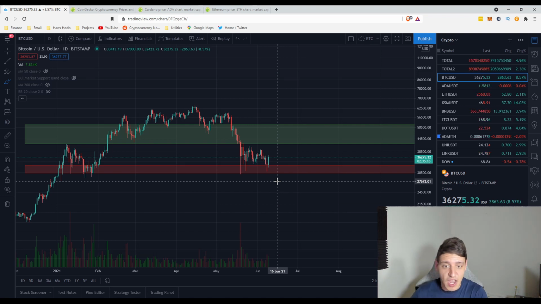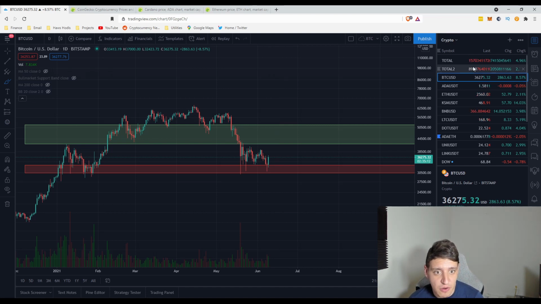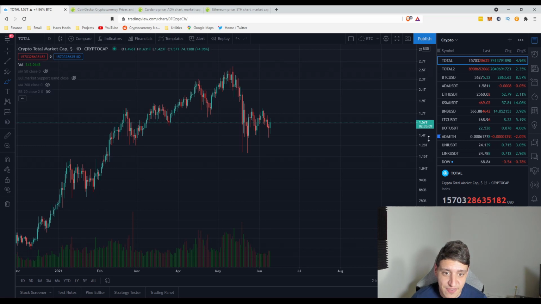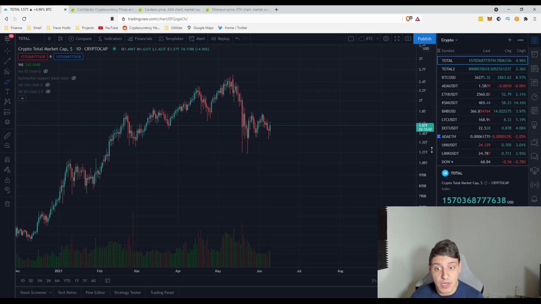We often talk about Bitcoin because it's so tied to the crypto market cap. The current market cap is at $1.57 trillion. The market cap alone is doing pretty well. That doesn't mean that we can't go down further. I absolutely think we could go down further, maybe test down to the 1 trillion mark.